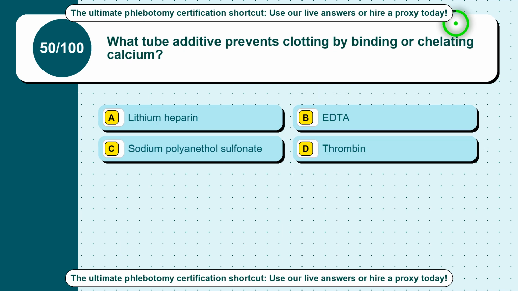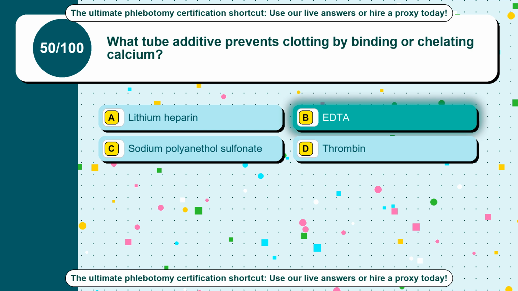Question 50. What tube additive prevents clotting by binding or chelating calcium? Option A. Lithium heparin. Option B. EDTA. Option C. Sodium polyanethol sulfonate. Option D. Thrombin. The correct answer is option B. EDTA.